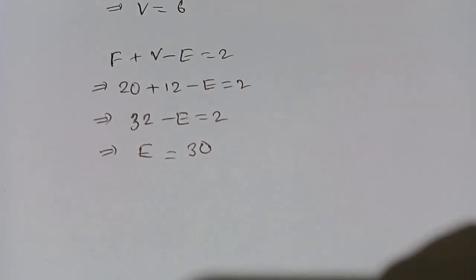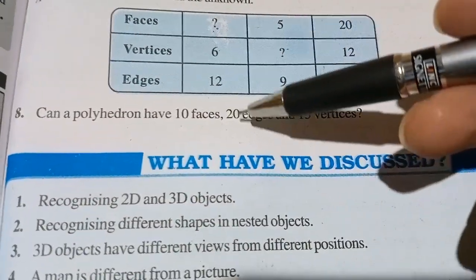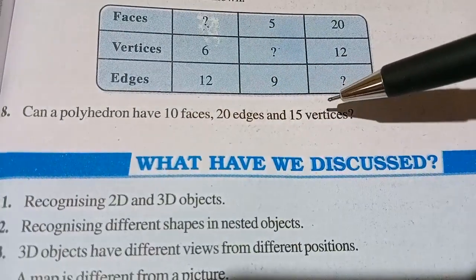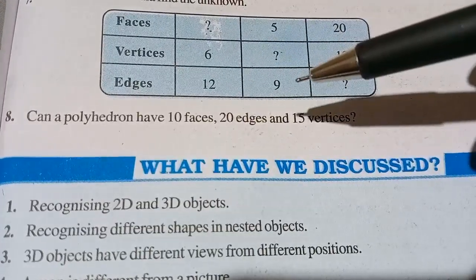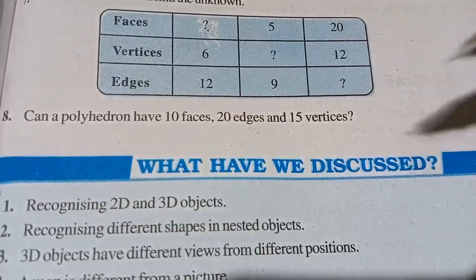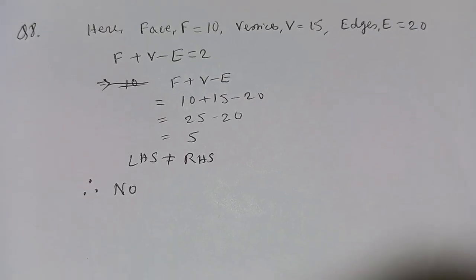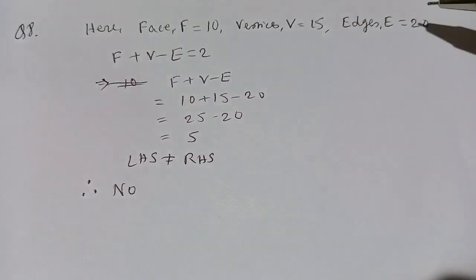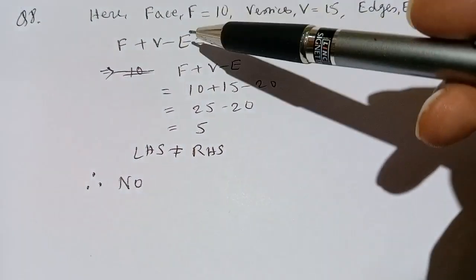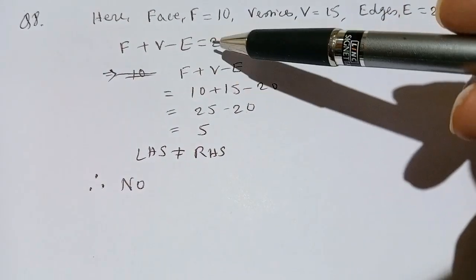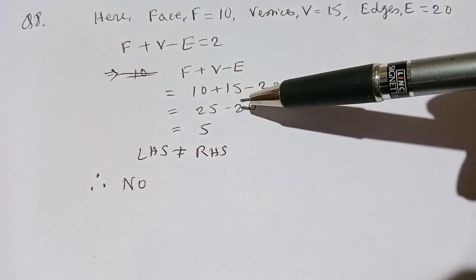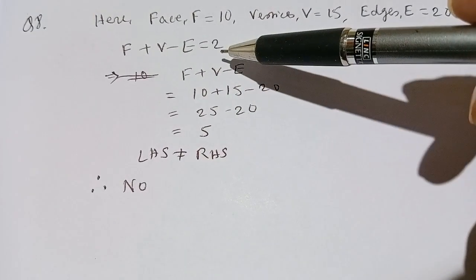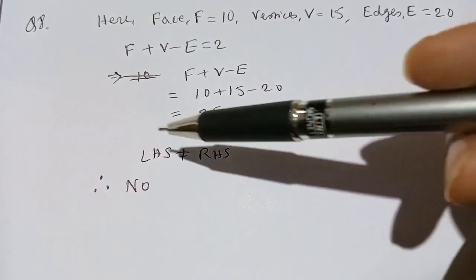Okay. Now question number 8. Can a polyhedron have 10 faces, 20 edges and 15 vertices? So how to check it? By putting all the values in the Euler's formula. If it is coming 2, then it is true. If it is not coming 2, it is not true. So you can see here how to check it. Here face equal to 10, vertex equal to 15, edge equal to 20. So you have to put all the values in Euler's formula. It should come 2. So f plus v minus e, 10 plus 15 minus 20. So it is 25 minus 20 is 5. So it is not equal to 2. LHS is not equal to RHS. So the answer is no.